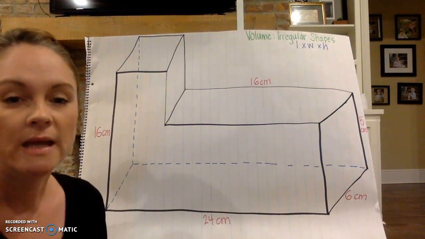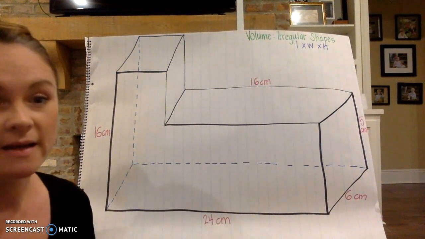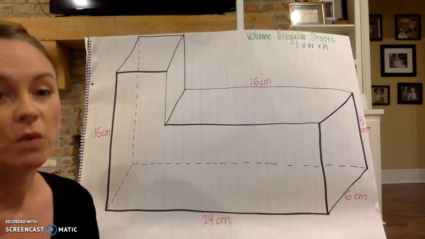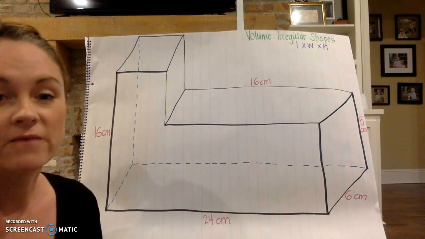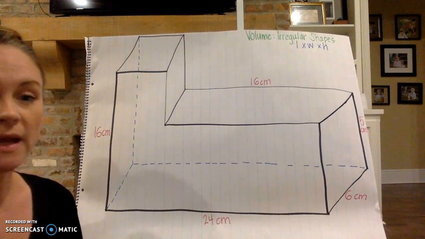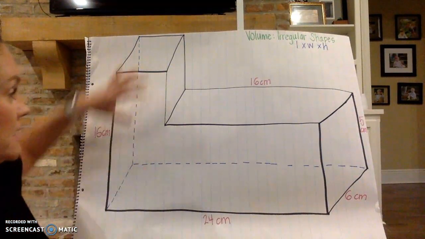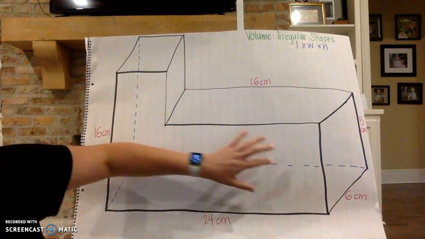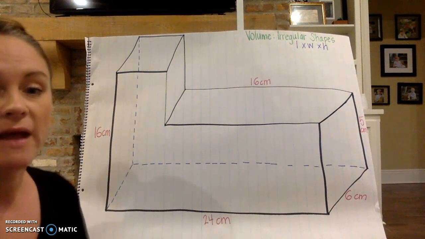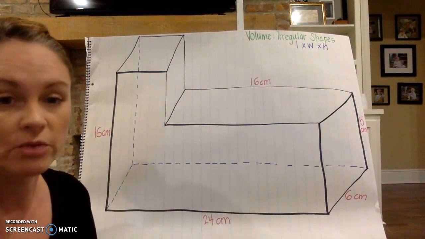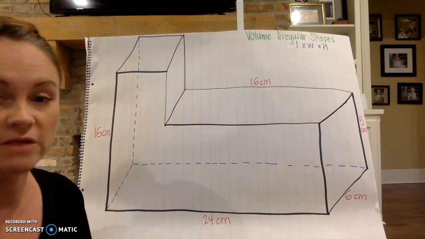Hey boys and girls, here is another example. Don't forget, Miss Callaghan is obviously not an artist, but we're going to work with this and become masters at finding volume of irregular shapes. Okay, so as I look at this, I instantly see a rectangular prism here and a rectangular prism here. So I know that I need to split up the shapes and find the volume of each rectangular prism, and then I'm going to add them together to find the total volume of the shape.